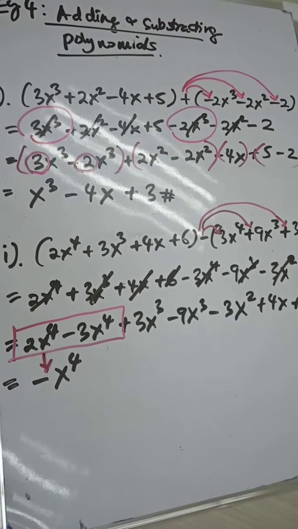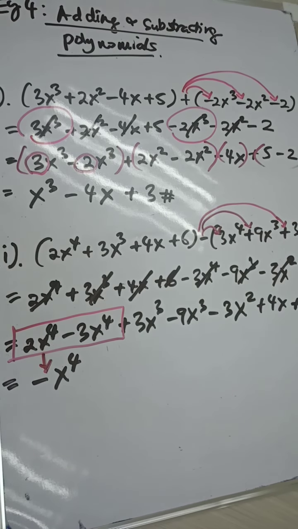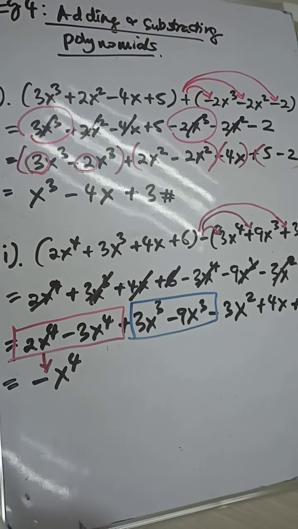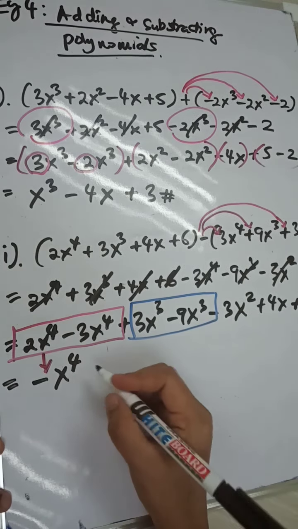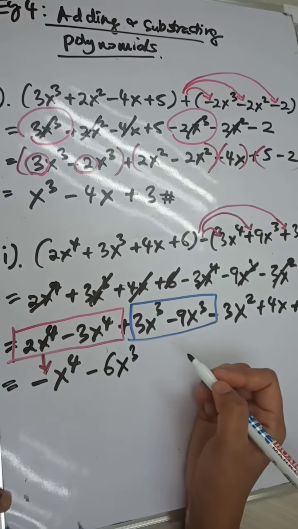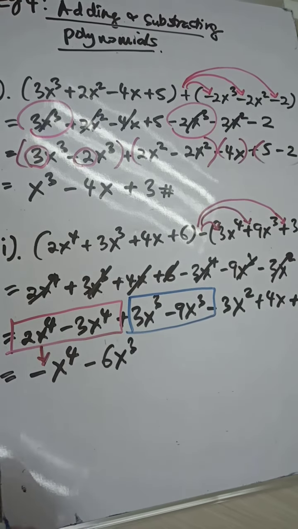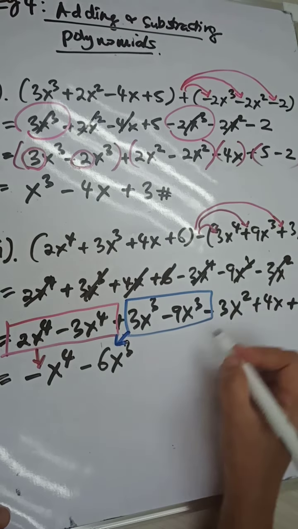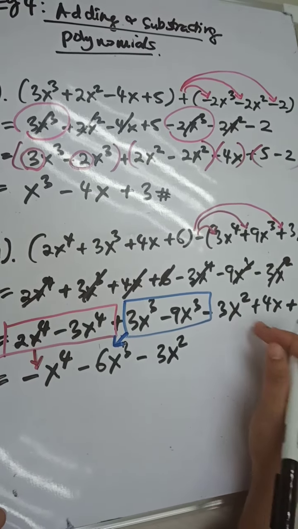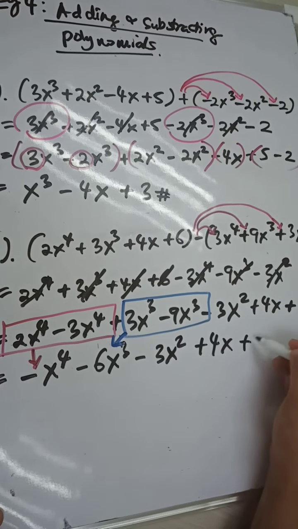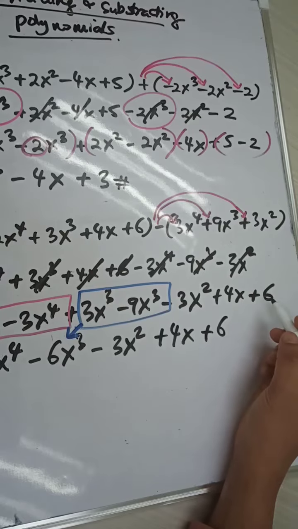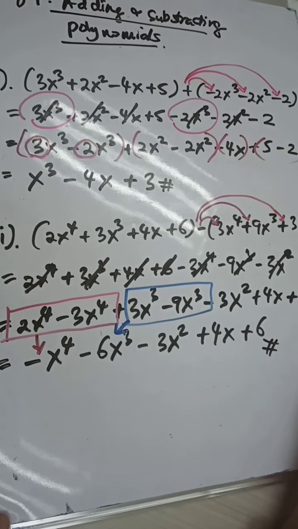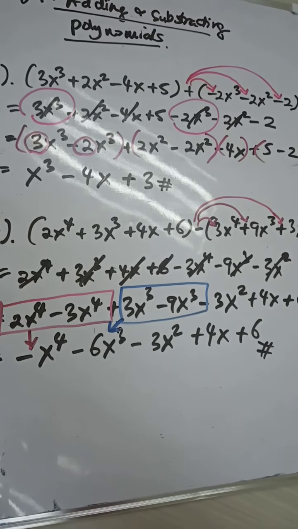For the second part, we have 3 minus 9. So we get negative 6x cubed. Okay, this is the solution. And then, do we have any other? Okay, this is just copy for the square plus 4x plus 6. Okay, so this is the solution for subtraction. I hope you understand. Okay.